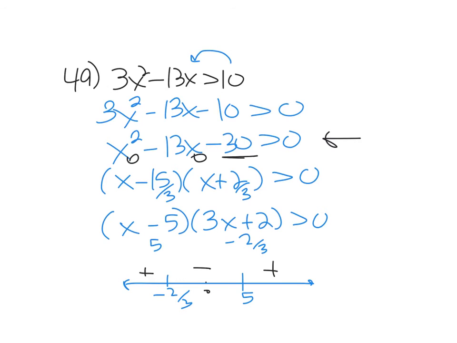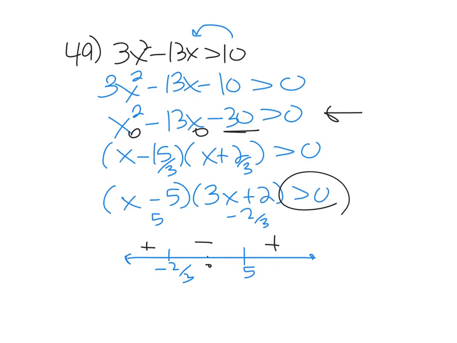So my answer is, look at what I'm looking for. Where is it greater than 0? It is greater than 0 out here and out there, which is an OR. So I'm going to say x is less than negative 2/3, where the plus sign is, and also greater than 5. And there you have it.